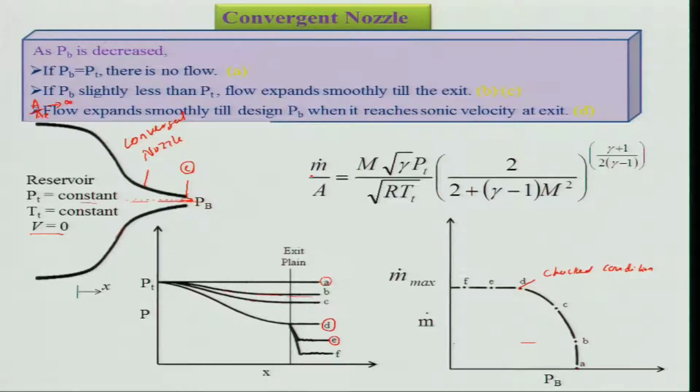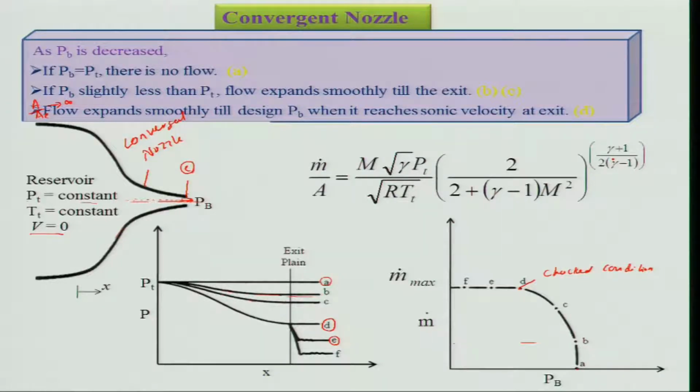Let us look at the expression we derived in the last lecture: m dot A divided by A is equal to M, the Mach number, times root over gamma P t and root over R T t, and in the bracket 2 divided by 2 plus gamma minus 1 M square, to the power gamma plus 1 divided by 2 gamma minus 1. This we have already seen. What is it indicating? That this mass flux per unit area will be proportional to P t, inversely proportional to root T t, and of course the gamma and Mach number.